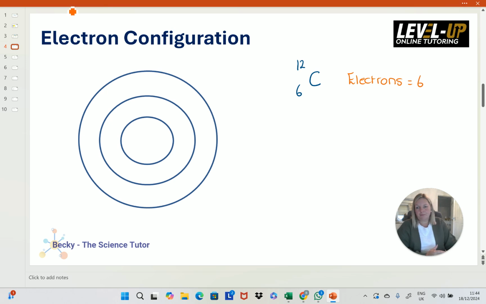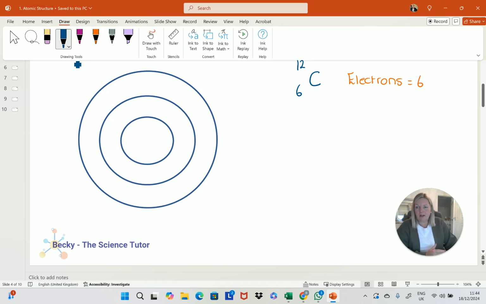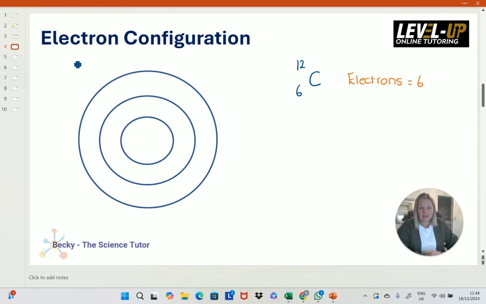Okay, so a quick recap of our rules then. The inside shell fills first. Okay, because that is the shell that is closest to the nucleus. And inside the nucleus we have our protons and our neutrons. So inside the nucleus is where we have our positive charge. So the positive charge will pull those electrons towards it. So that inner shell is going to fill first.